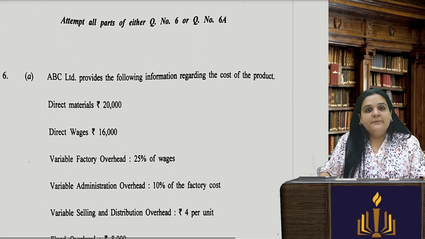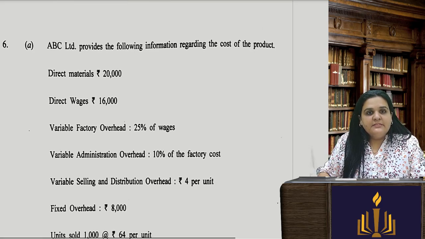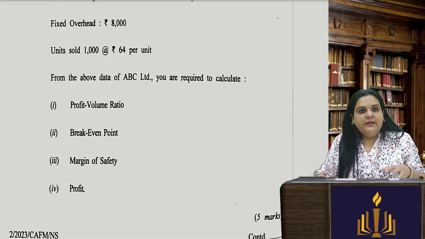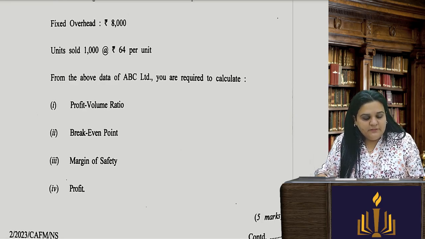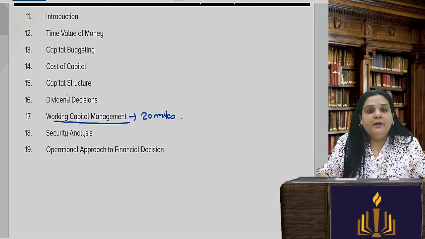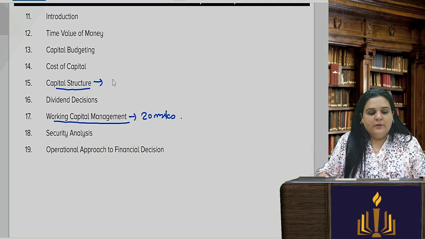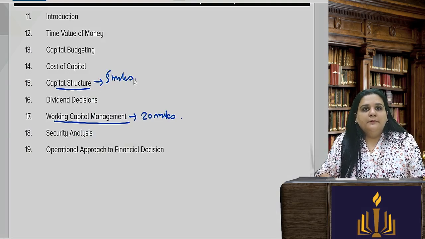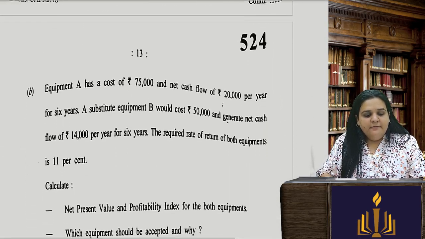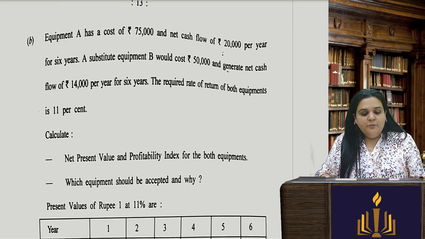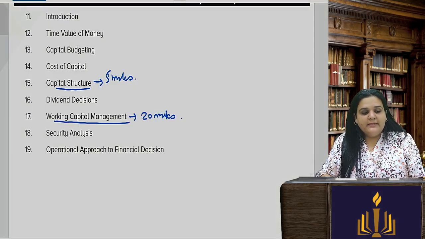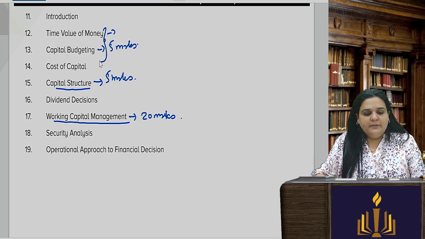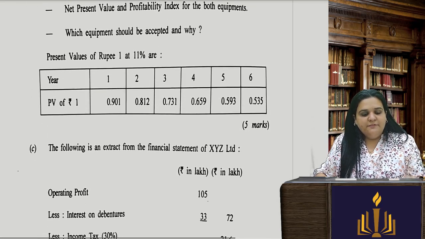Next is question number 6 or 6A. They have given us information of wages, material, administration, overhead, etc. They are asking us to find profit volume ratio, break even point, margin of safety, profit, etc. That is a part of your capital structure. So here it is good, 5 marks. Then we have calculating the net present value, profitability index, and which equipment should be accepted. This is a part of capital budgeting, 5 marks. Time value of money and capital budgeting both together. So that is of 5 marks.